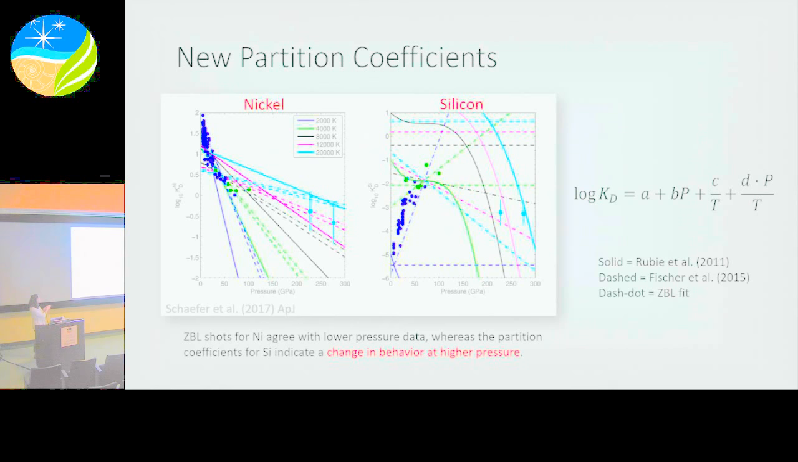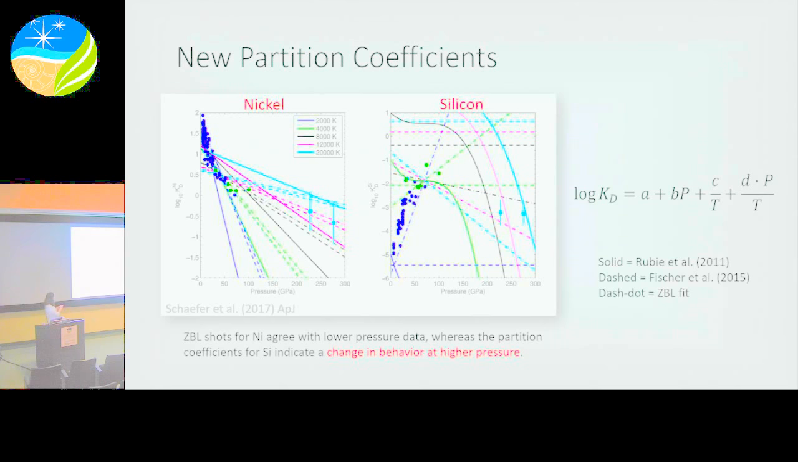The blue and the green points are from literature data. This is mostly multi-anvil cell and diamond anvil cell experiments going up to, you can see, about 100 GPa. And then the two points from the ZBL experiments are out here at 200 to 250 GPa. The lines here are different partition coefficient models fit to this kind of equation, for three different models. The first is from that Righter et al. core formation model. The dash is from Rebecca Fischer's 2015 paper, and then the dash-dot is the fit including these two points out here.